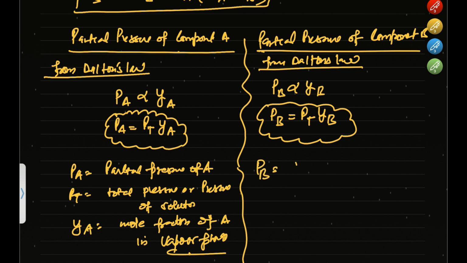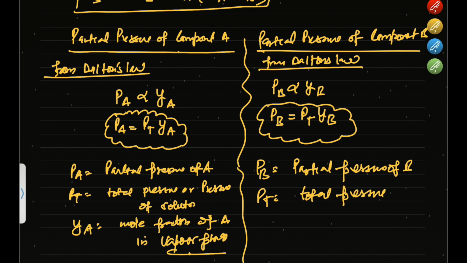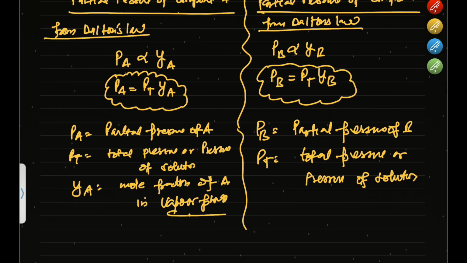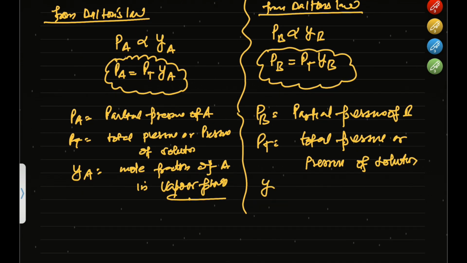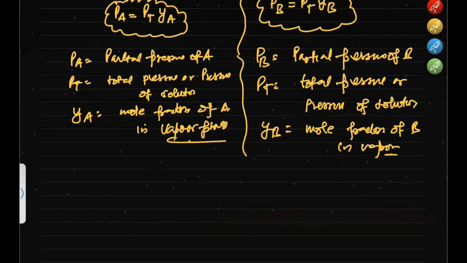सिमिलरली पी बी पार्शियल प्रेशर ऑफ बी, पी टोटल प्रेशर ऑफ सॉल्यूशन, और वाई बी इज मोल फ्रैक्शन of B in vapor phase.